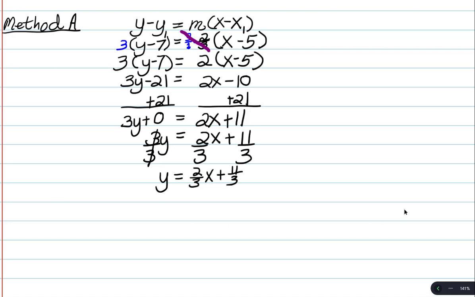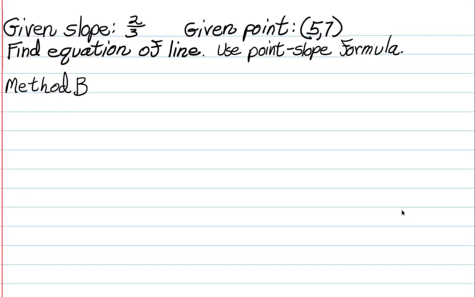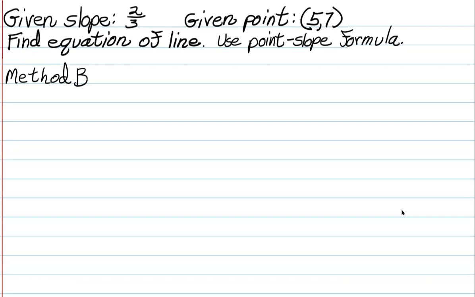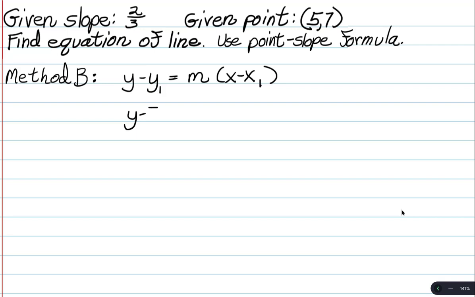Okay, let's move on to method B. This method is shorter, but it might be more difficult. y minus y1 equals m times x minus x1. So this will be y minus 7 equals 2/3 times x minus 5.